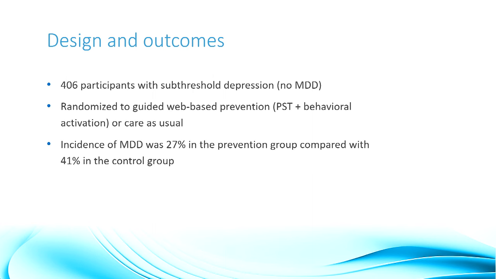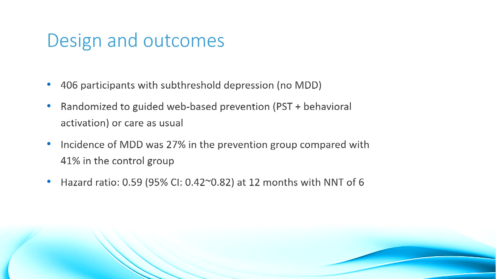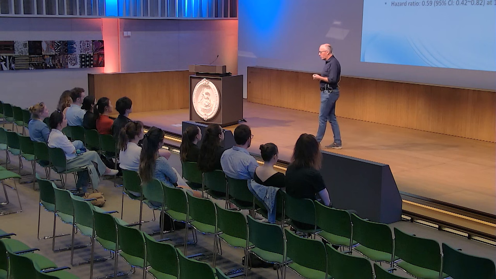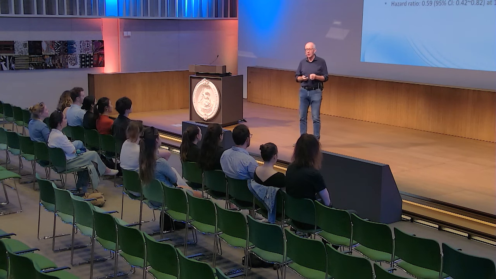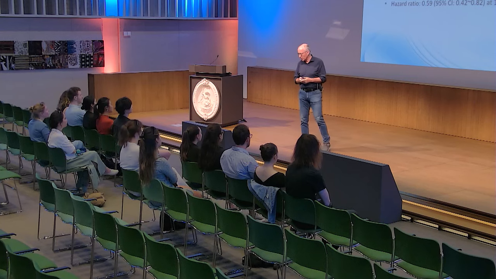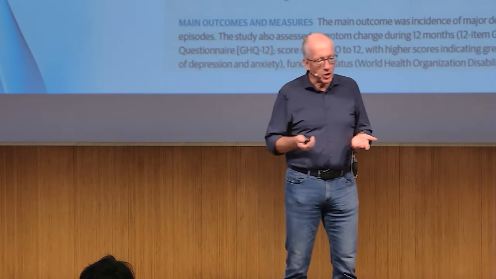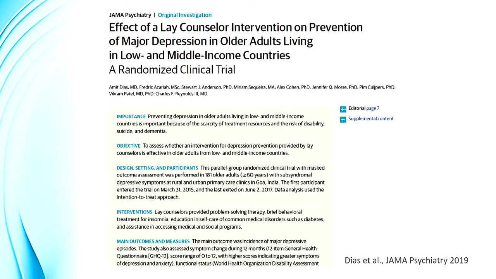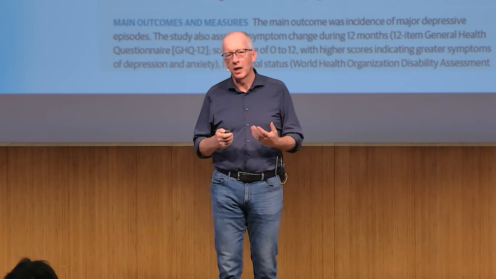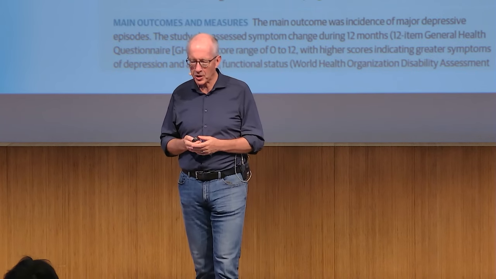We randomized people to a web-based intervention of problem solving and behavioral activation or usual care. And we excluded, of course, people with an existing major depressive disorder. And we found that the incidence of major depression was significantly smaller in the intervention group compared to the control group. So I was also involved in another recent large trial in India, where we also found that problem solving delivered by lay health counselors in India to older adults prevented the onset of major depression there.